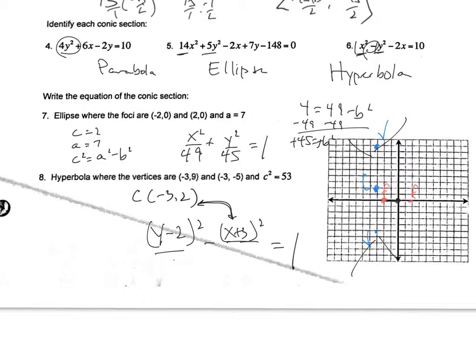Since y is first, we need to find a squared. The value for a is the distance from the center to the vertex. So that's 7. And in this, the equation is c squared equals a squared plus b squared. So 53 equals 49 plus b squared. So b squared equals 4. So since it runs up and down, underneath the y is 49, underneath the x is 4.